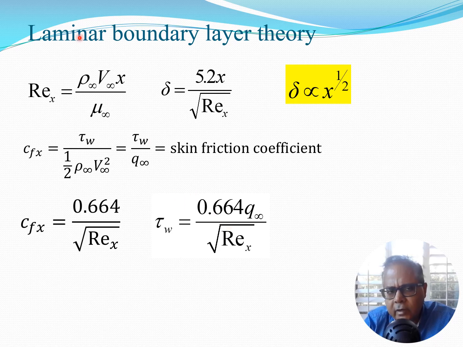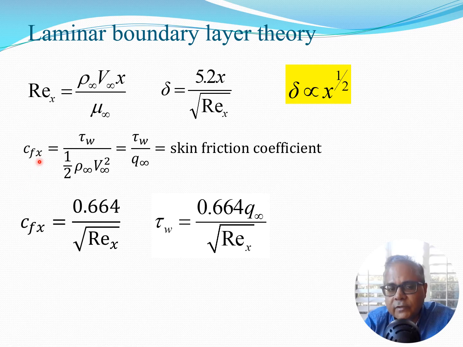So for laminar boundary layers, it has been determined using boundary layer theory that the thickness of the boundary layer is given by 5.2 x by root of Reynolds number at the point x. And if you substitute Rex into this equation for delta, you can see that delta, which is the thickness of the boundary layer for a laminar boundary layer, is proportional to x to the power half, or essentially it is parabolic.